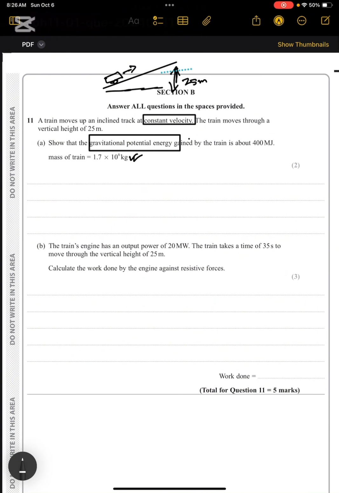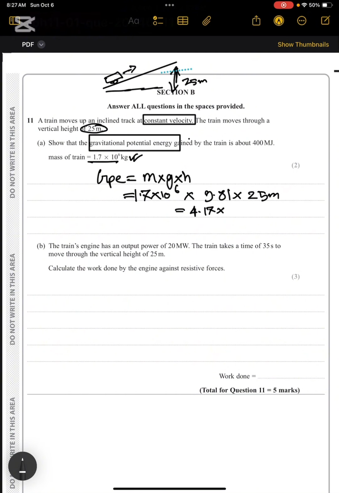We know the formula of gravitational potential energy. The formula of GPE is mass into gravity into height. They have given us the mass, which is 1.7 into 10 to the power 6, into the gravity, which is 9.81, into the height 25 meter. The overall answer will be 4.17 into 10 to the power 8 joule. So we're done with A.